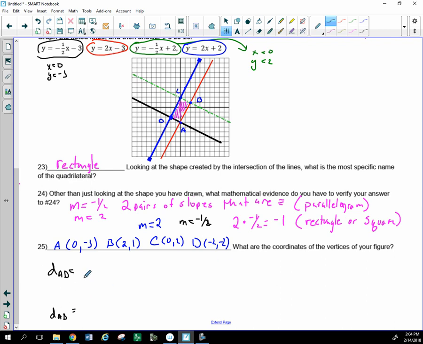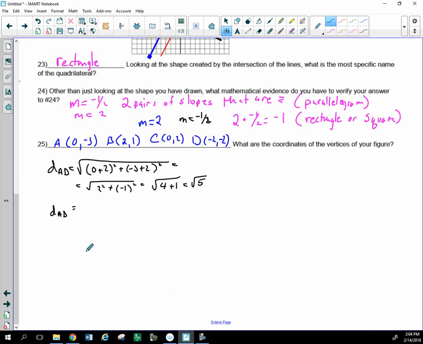So now let's just go with the distance and figure out if the two sides are the same. Let's talk about A and D. I'm going to subtract my x's, 0 minus negative 2, and then negative 3 minus negative 2. That's AD, which simplifies to 2 squared plus negative 1 squared. Well, 2 squared is 4, and negative 1 squared is 1, so I'm looking at the length of AD as the square root of 5.